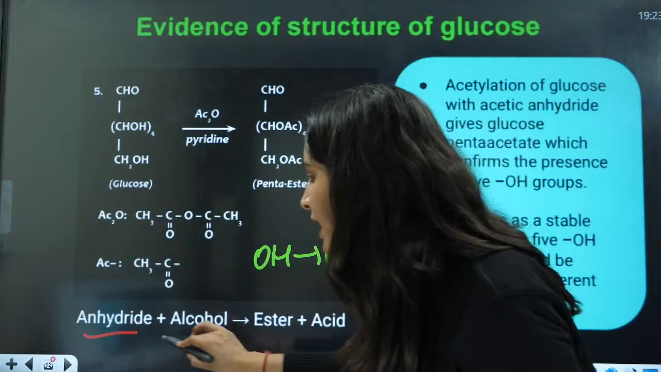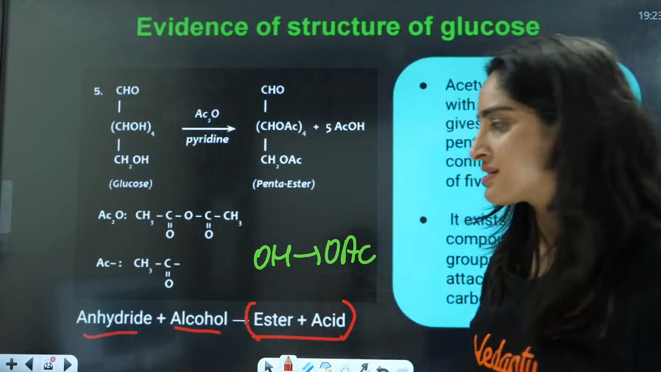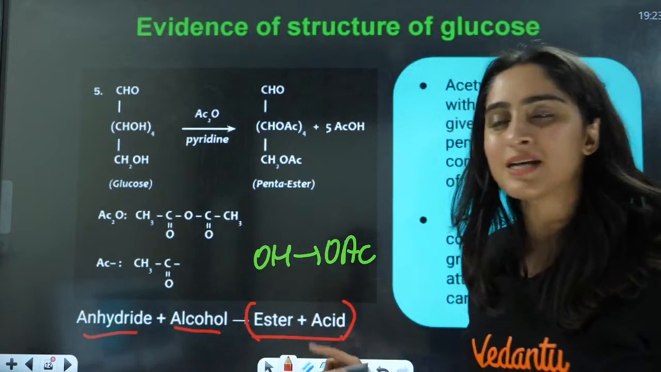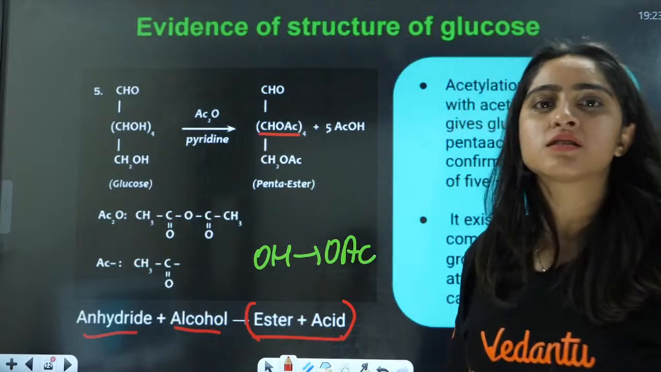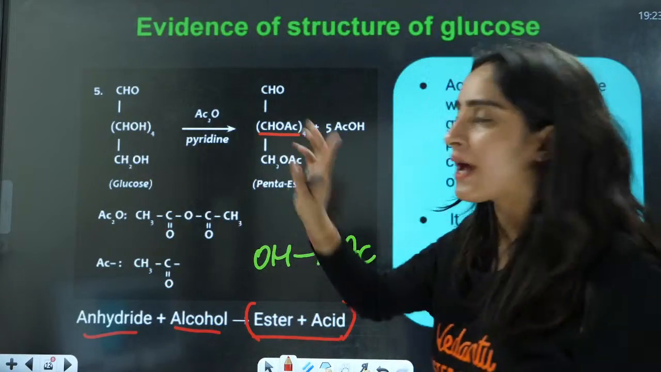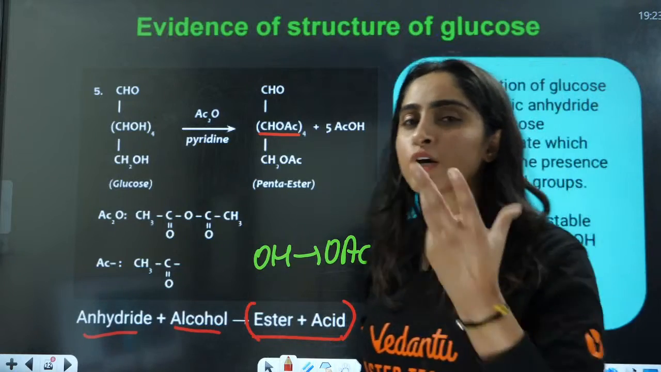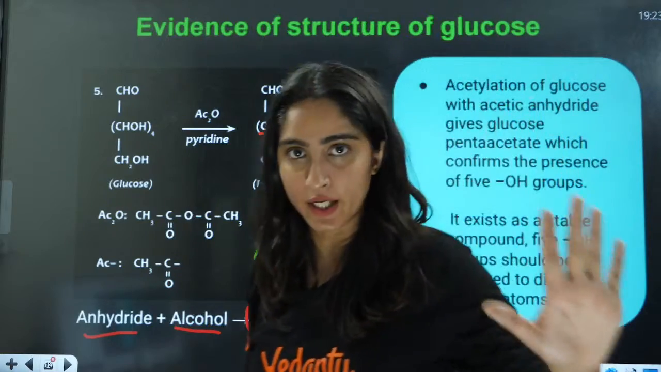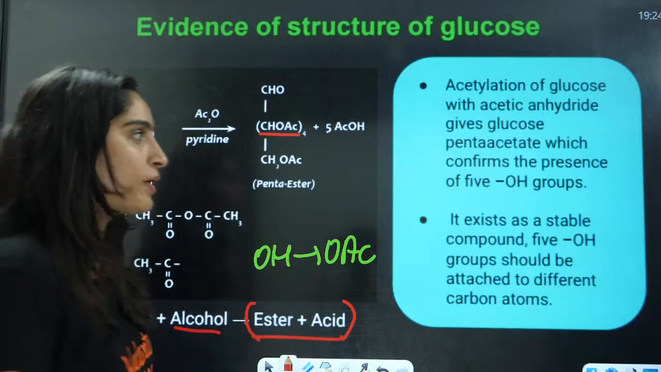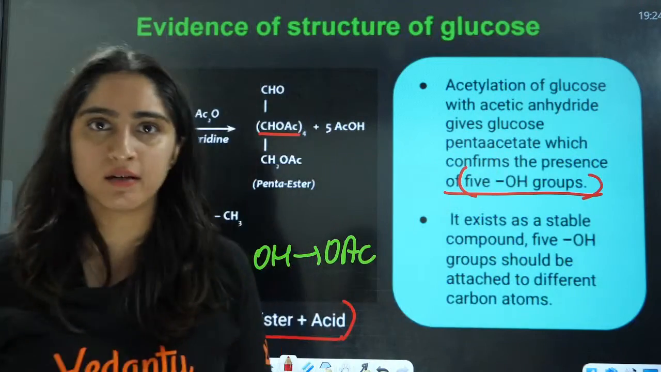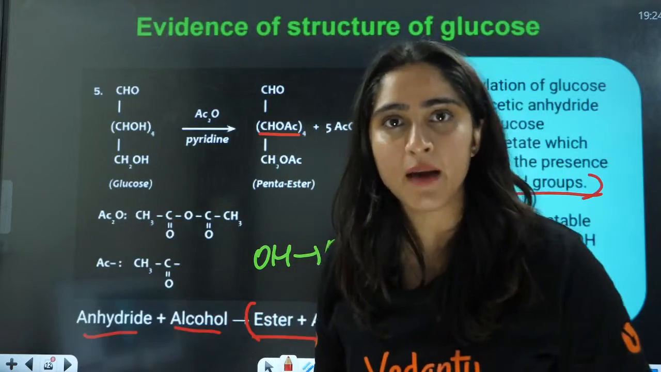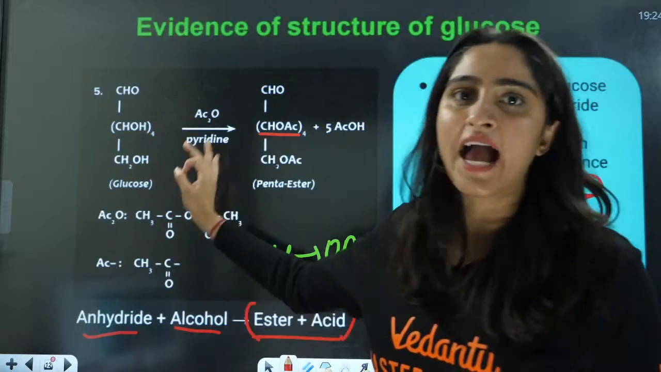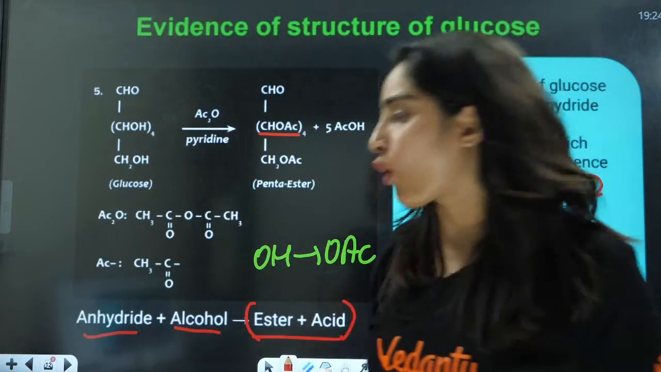Now we know that anhydride plus alcohol gives ester and acid, right? It is an esterification reaction, it gives ester plus acid. Now we have the formation of ester here, that is, this OH is replaced by OAc, right? Okay, an ester group is present here. That means it has alcoholic groups. It has 5 alcoholic groups, 5 OH groups present here. They can directly ask you in the exam how you can determine that it has 5 alcoholic groups. You'll have to give this reaction, that this determines that it has 5 alcoholic groups.